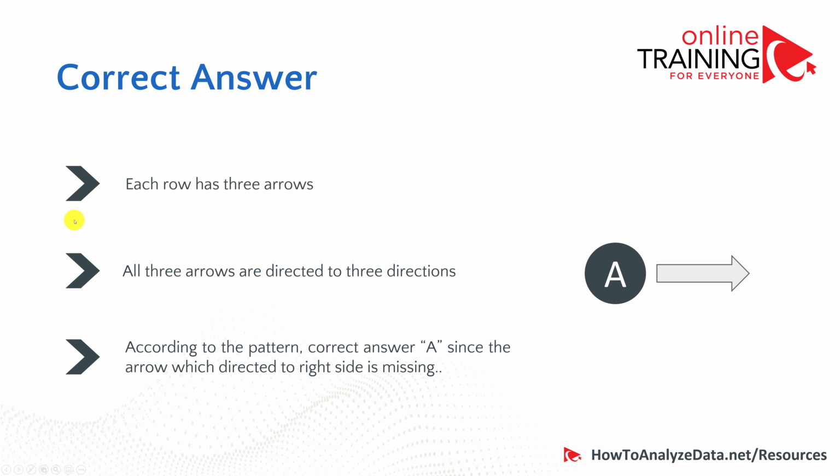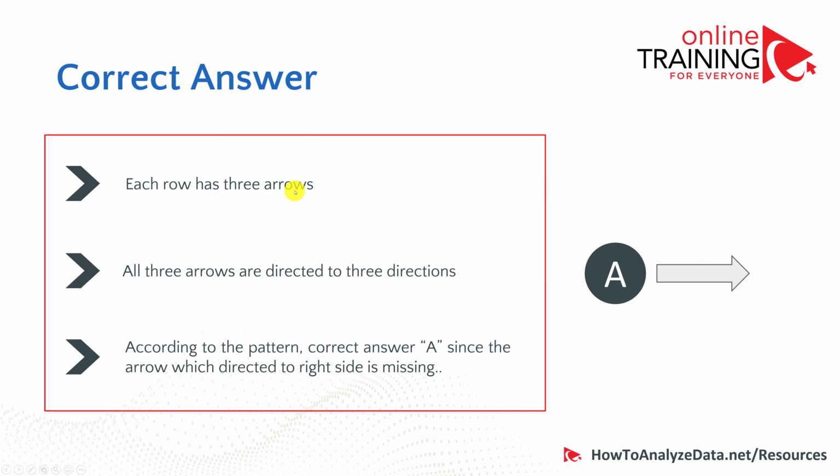And this is the explanation. So each row has 3 arrows. All 3 arrows are directed to 3 directions, and they are unique. According to the pattern, the correct answer is A, because the arrow which is directed to the right is missing in the 3rd row. Hopefully you've got this one right.